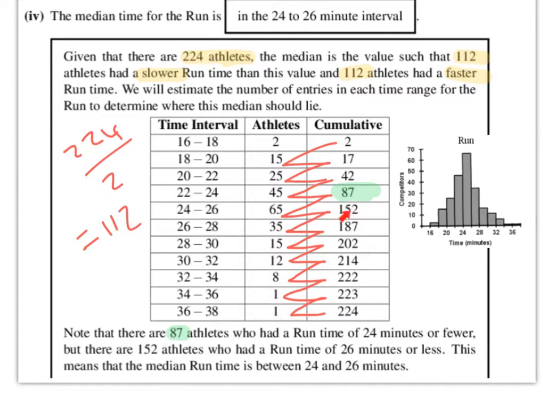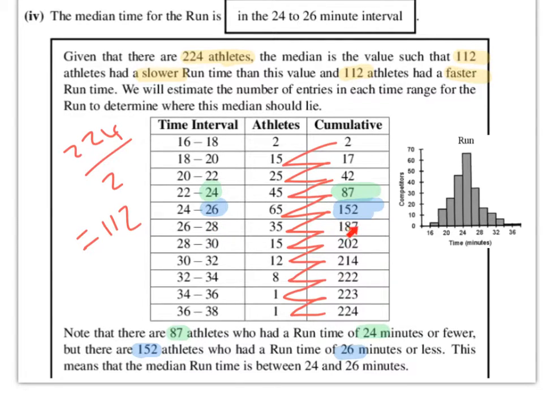So there was 87 athletes who ran less than 24 minutes. So 24 is the highest value in that range. So 87 athletes who ran less than 24 minutes. And then there was 152 athletes who ran 26 minutes or less. So 152 athletes, so all these athletes have been added together. So 2 plus 15 plus 25 plus 45 plus 65 is 152. So all of these athletes ran less than 26 minutes.